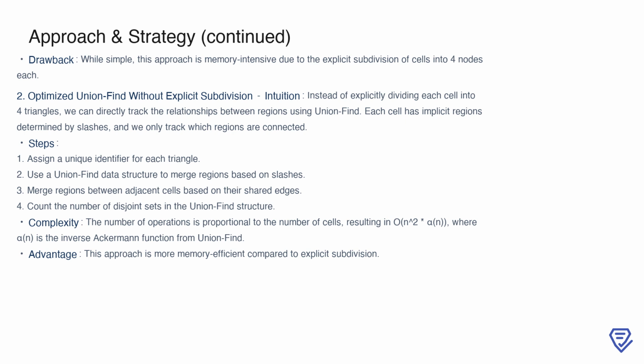Once we've processed the entire grid, the number of disjoint sets in the union-find structure corresponds to the number of connected regions. The computational complexity of this method is O(n squared * alpha(n)), where alpha(n) is the inverse Ackermann function, a factor that grows extremely slowly. This means the number of operations is effectively proportional to the number of cells in the grid. The primary advantage here is memory efficiency. By avoiding the explicit subdivision of cells, we significantly reduce overhead, making this approach far more suitable for larger grids.